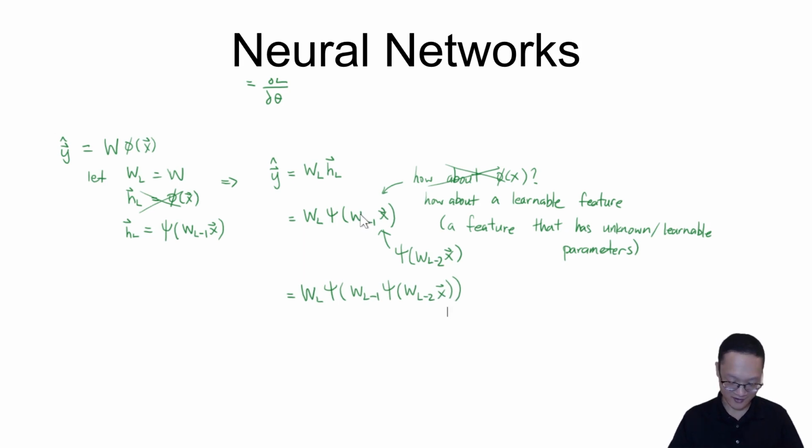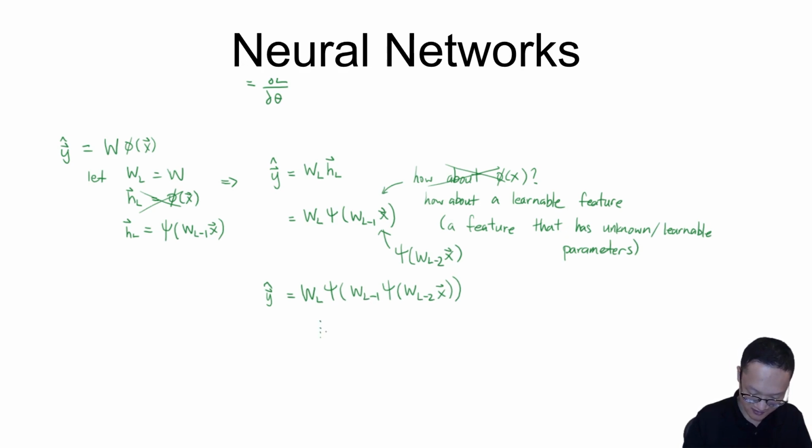So now we have a model which is y hat equals W_L times a learnable feature. The input to this first learnable feature is going to be another learnable feature. And then the input to that is finally x. But then we can always replace x with another learnable feature.